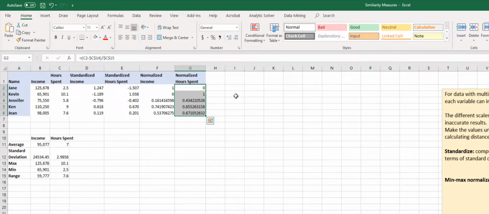The min-max normalization rescales each observation between 0 and 1. Jane, with the highest annual income, has a min-max normalized income of 1, and Kevin, with the lowest annual income, has a min-max normalized income of 0. The min-max normalized values for hours spent are found similarly using minimum and maximum values of 2.5 hours and 10.1 hours respectively. As in the case of standardized values, the min-max normalized values have a similar scale, and therefore they will receive an equal weight when calculating the distance measure.